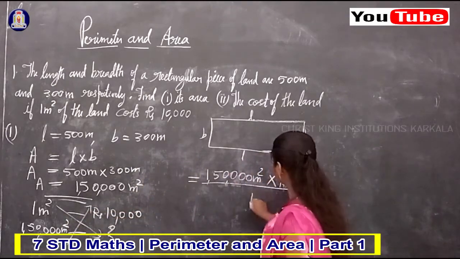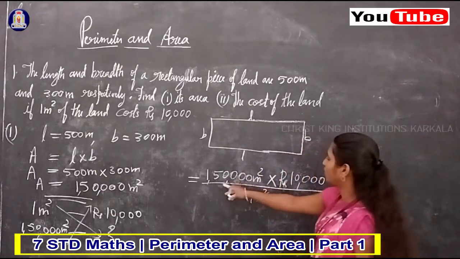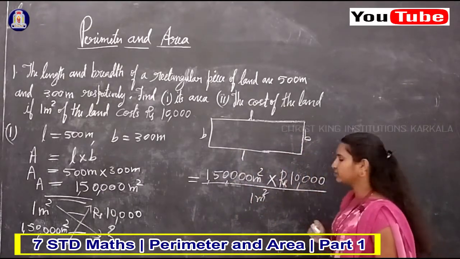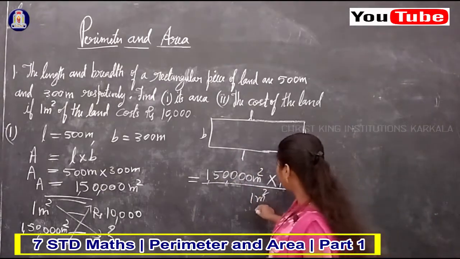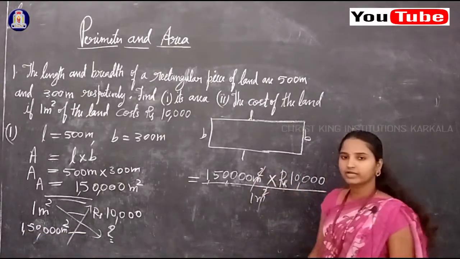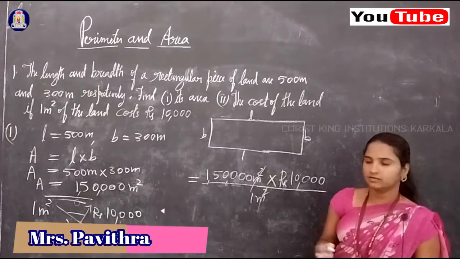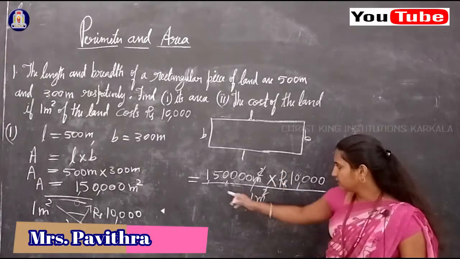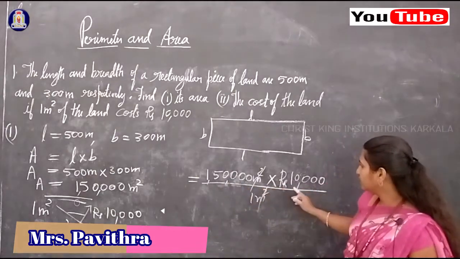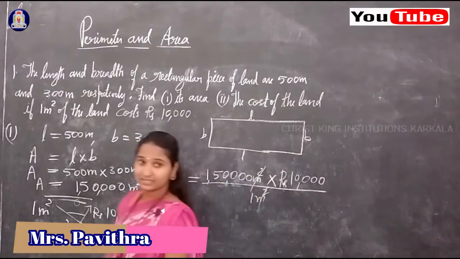There is no denominator, so write here 1 meter square. Clear? So 1,50,000 meter square into rupees 10,000 divided by 1 meter square. So meter square and meter square you can cancel. You know, numerator and denominator having the same term, so we can cancel that. Now 1,50,000 into 10,000. What is the answer?